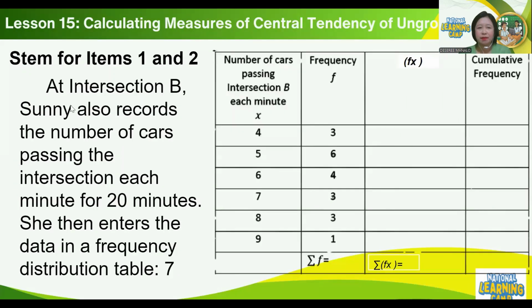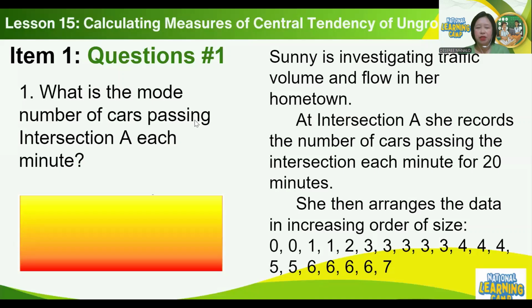At intersection B, Sunny also records the number of cars passing the intersection each minute for 20 minutes. She then enters the data in a frequency distribution table. As you can see at the right, here is the frequency table based on the given data. You can pause the video to answer the item 1 questions.